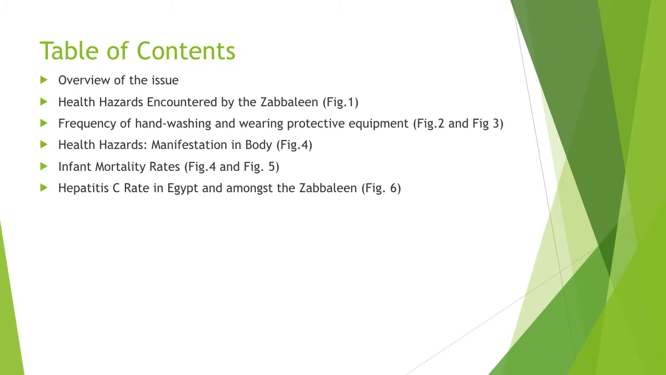So the flow of this presentation will be, I'm going to give a little bit of an overview of who the Zabbaleen people are, and then I'm going to talk about some of the health hazards they encounter as a result of their job, some of the personal hygiene that they undertake as a result of their job as well, their health hazards and how they biologically manifest within this population, the infant mortality rates amongst the Zabbaleen in comparison to that of Cairo, and then a little note about hepatitis C and the rate in Egypt and why it disproportionately affects the Zabbaleen population.